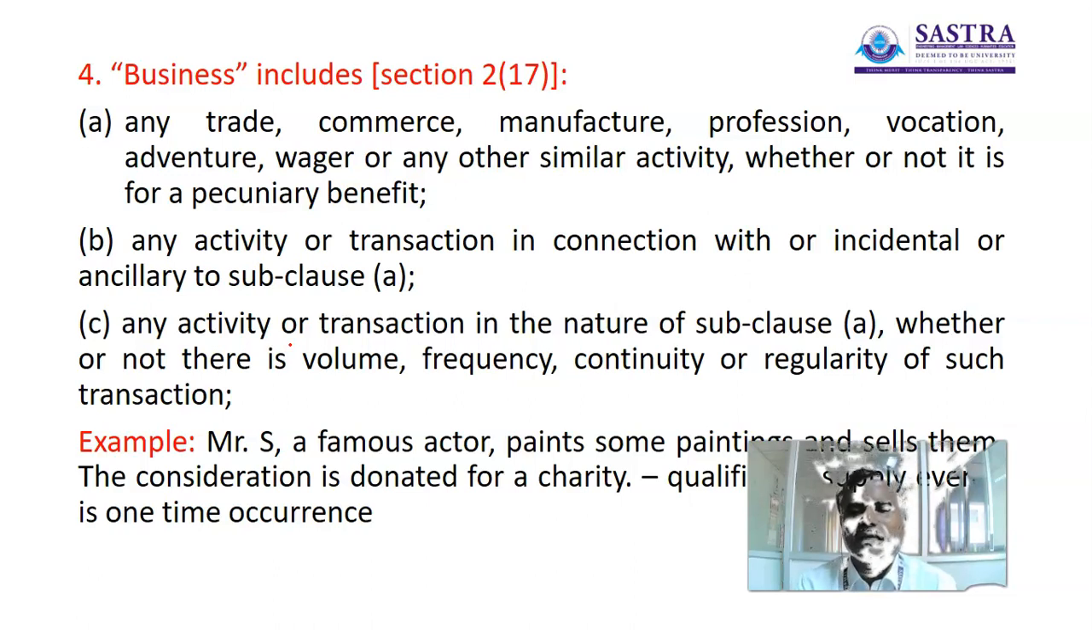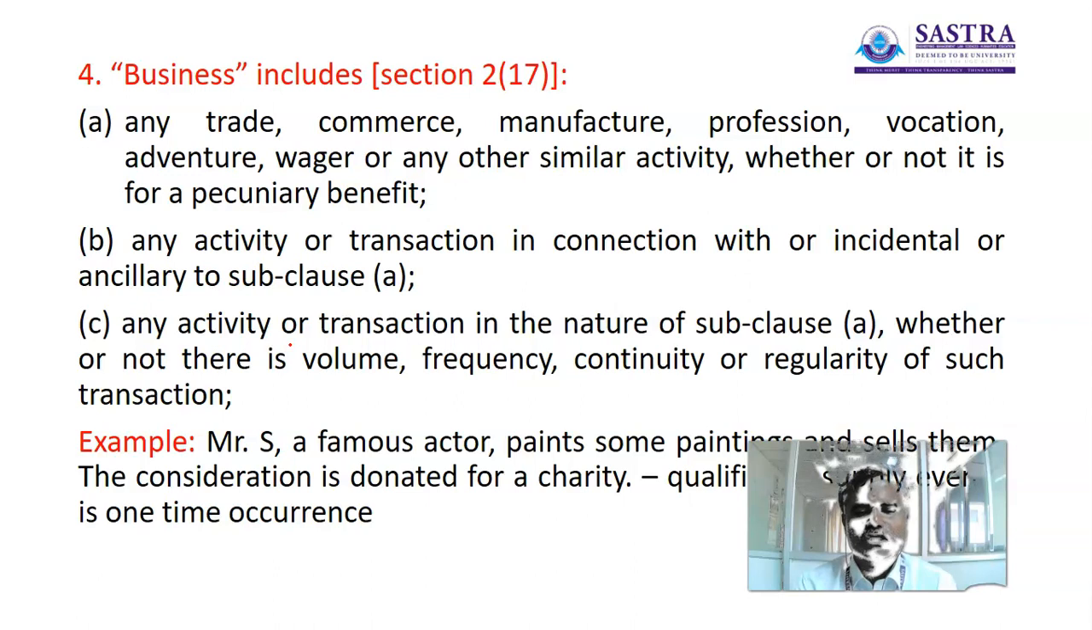Very simple. When we buy goods and supply goods to the customer, we are doing business, but it should be in a continuous manner. Suppose you buy a car and sell the car only one time in your life, this is not a business. But when you buy and sell the car frequently, every day or every week, then it is called business. So when we buy and sell goods continuously, this is called business.